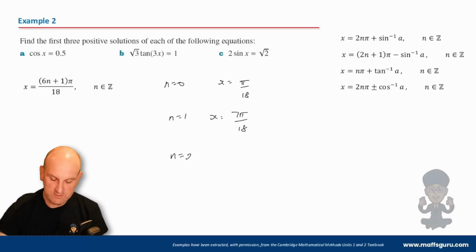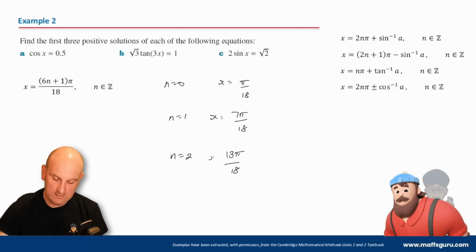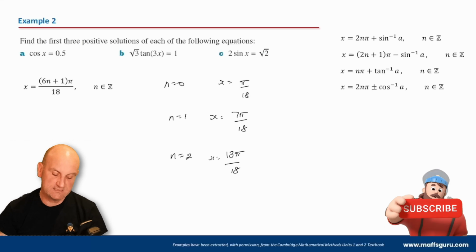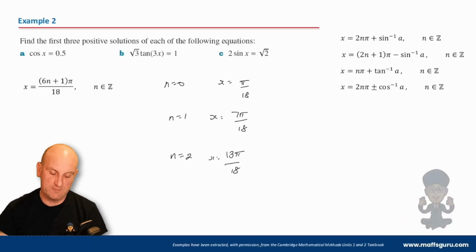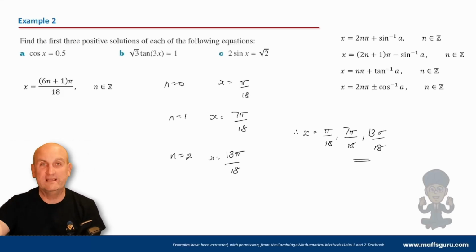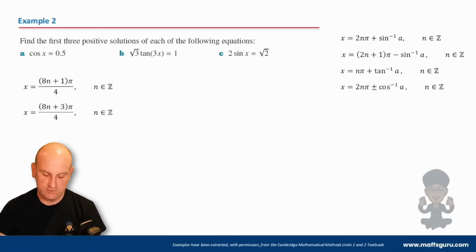N equals 2 gives me 12, 13 pi on 18. Now, again, I always tend to check with a negative just in case. Minus 1 will give me minus 6 plus 1, minus 5. Nope. And so in which case I'm hoping my solutions are therefore x is equal to pi on 18, 7 pi on 18, and 13 pi on 18. Now again, notice how I always list them separately. I want to answer my question so that I don't get tricked.